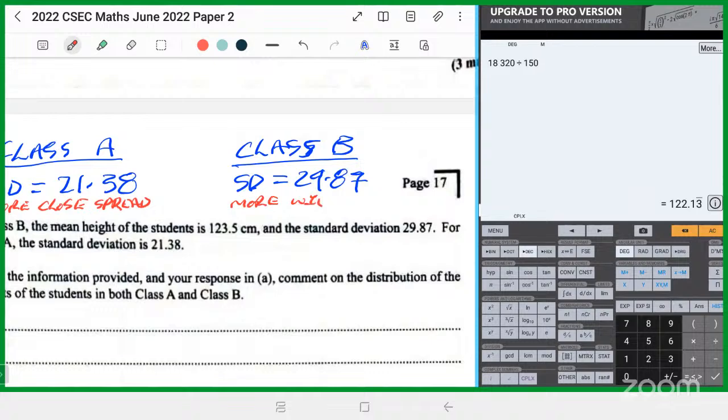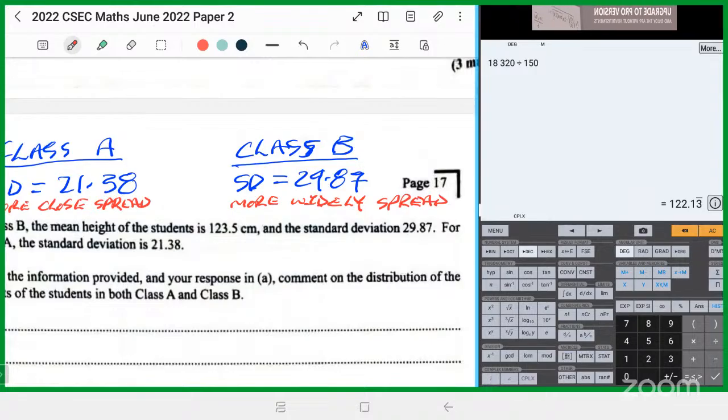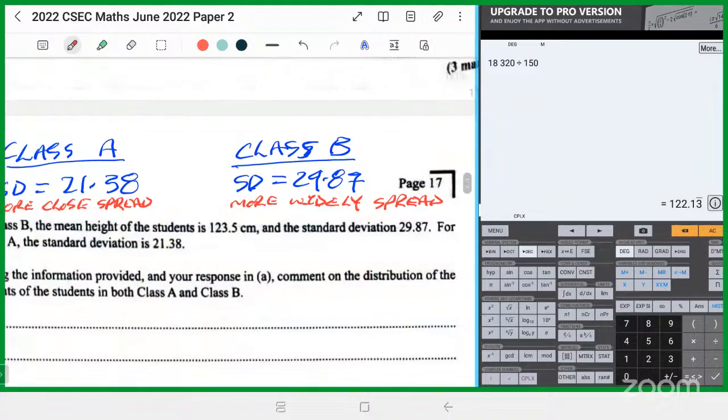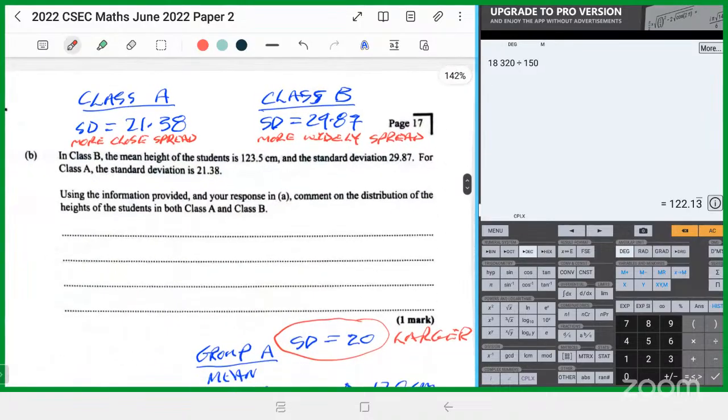So these are some terms that you want to use. Widely spread from the mean. You have to say it from the mean. If you leave out from the mean, you're not going to get the marks, you know, guys. Standard deviation is measuring spread from the mean. Even if they don't tell you the mean, you have to use those terms. All right. So it's not a lot of marks. There's 1 mark for it. We want to get the 1 mark.